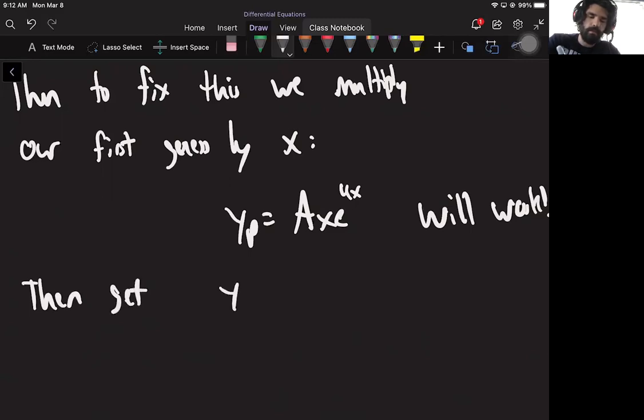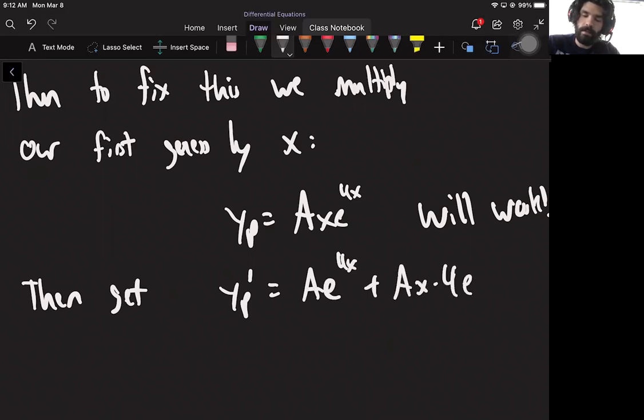Okay, so now we're going to do the same trick as before. That means I need my first derivative, which now I have to use the product rule, slightly annoying. So the derivative of ax is a, keep the second one the same, add, keep ax there, take the derivative of e to the 4x, which gets you 4e to the 4x. So this will be 4ax e to the 4x.